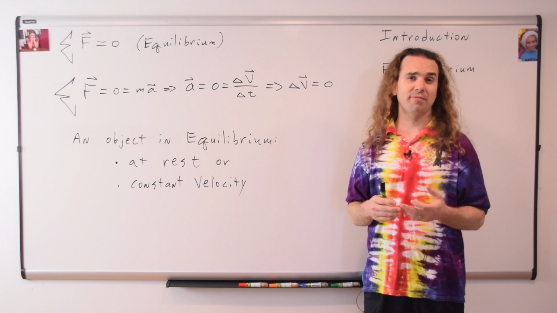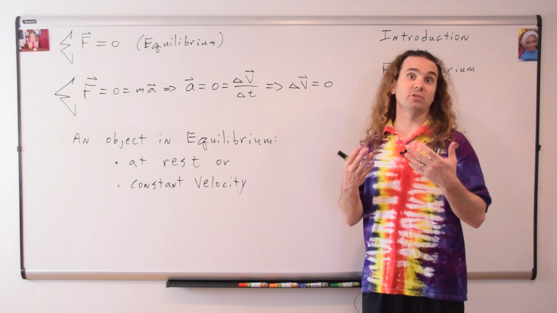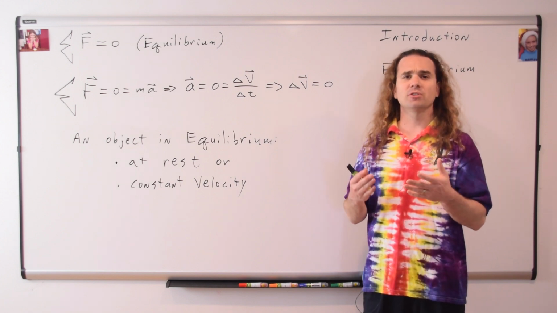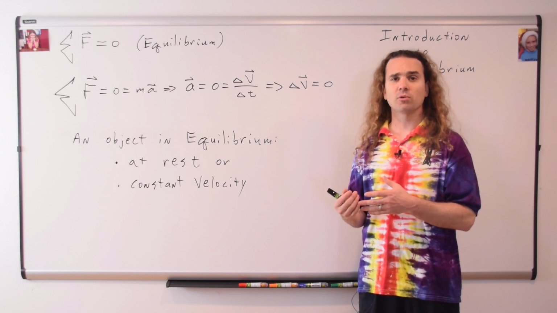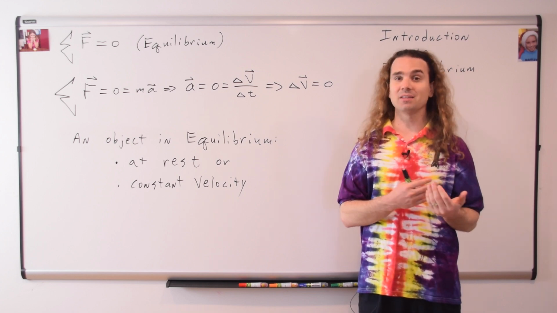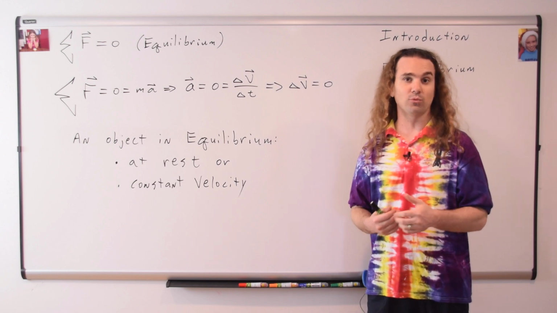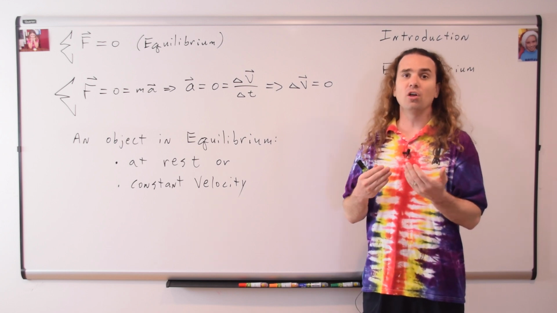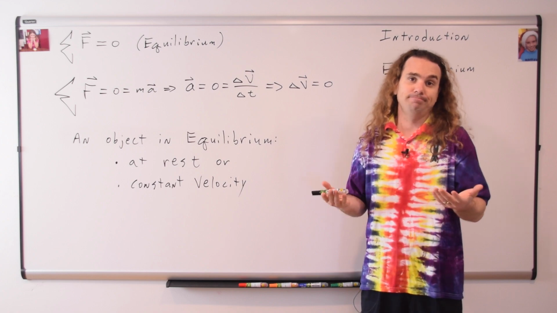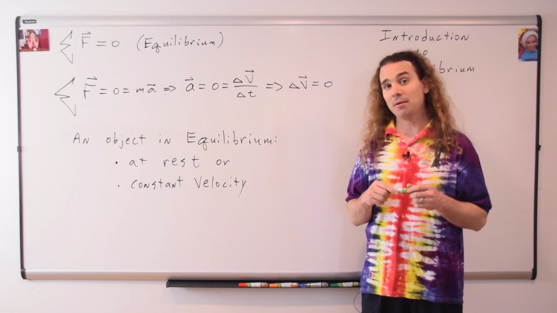Isn't an object at rest maintaining a constant velocity of 0? Yes. Sometimes people refer to equilibrium, or all the forces adding up to 0, as the forces balancing out. In other words, all the rightward forces balance out with the leftward forces, and the upward forces balance out with the downward forces. So equilibrium is all the forces balancing out. Let's talk about some examples.